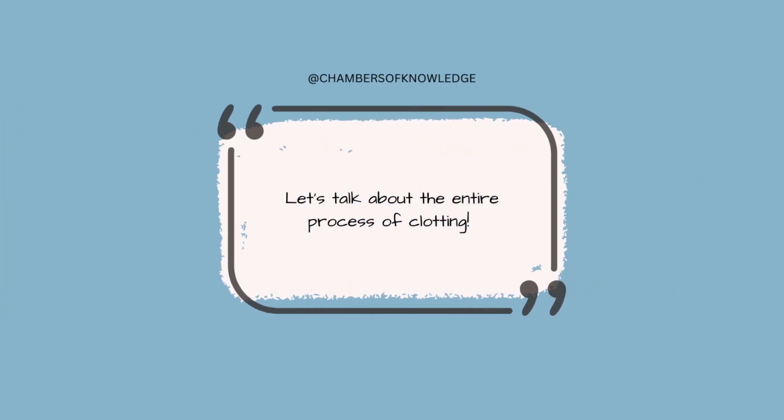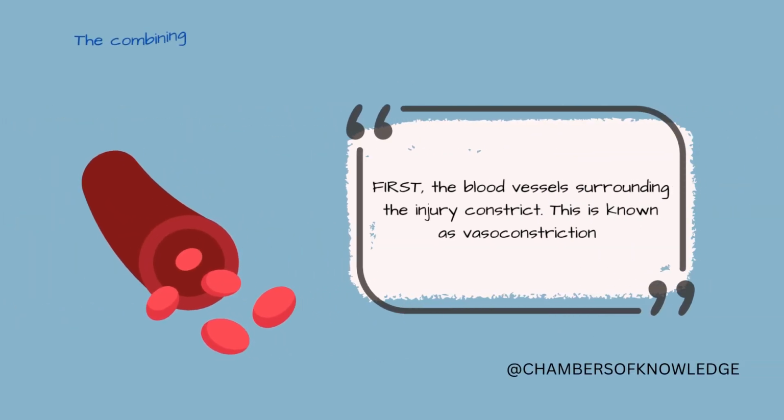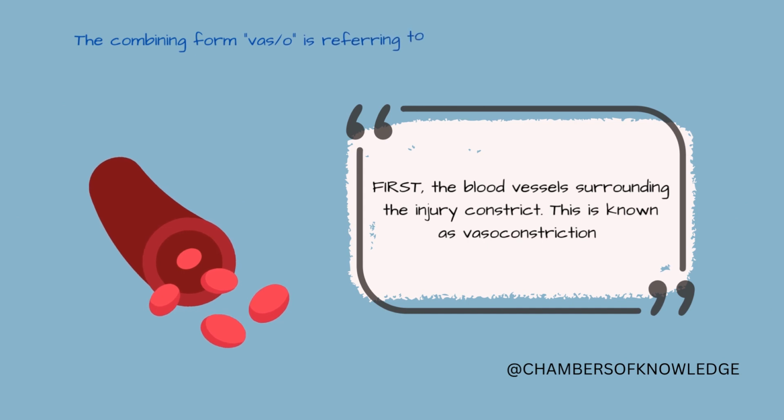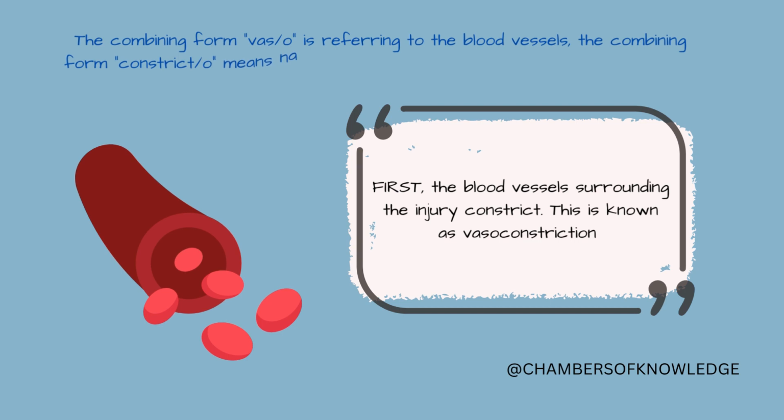So now that I have explained a little bit about the role that platelets play in clotting or platelet aggregation, I'm going to explain the entire process and the structures and components that are involved. So after receiving an injury, whether it is bruising or scraping the skin, the blood vessels of the area will constrict. This is known as vasoconstriction. Now, the combining form vaso refers to blood vessels, while the other combining form constricto refers to narrowing.